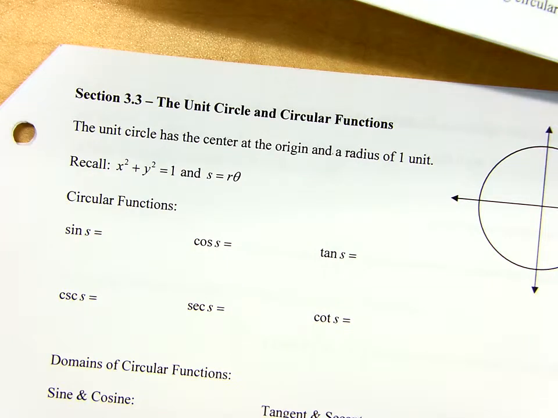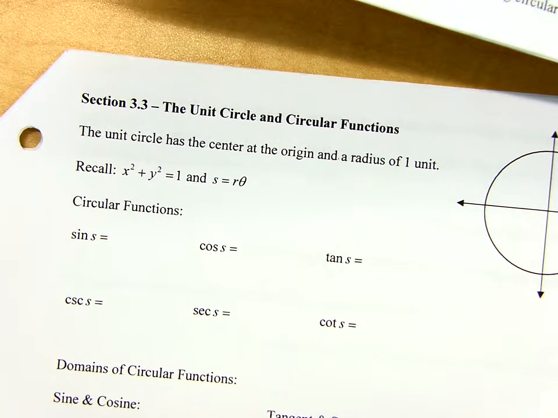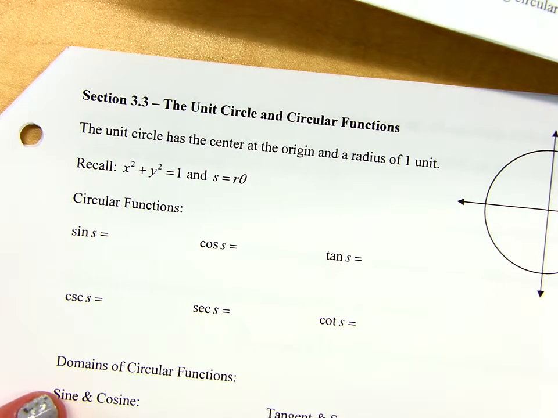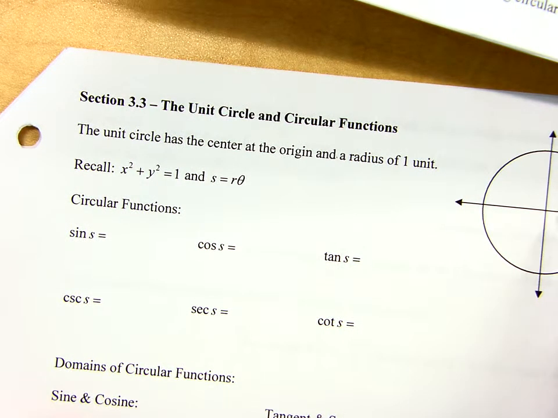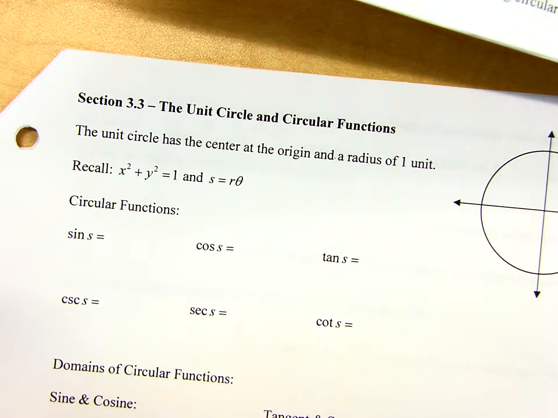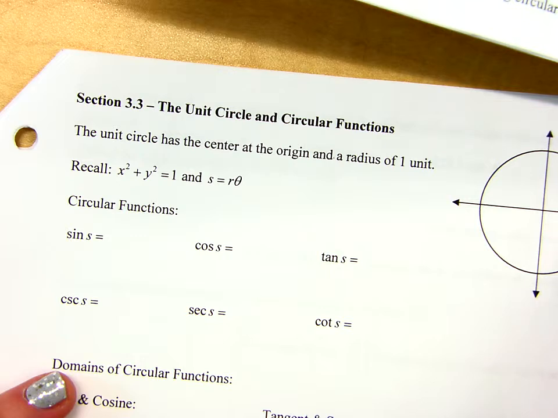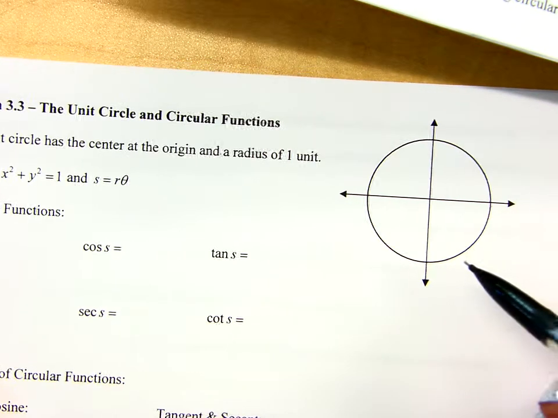Today we're looking at 3.3, the unit circle and circular functions. So remember what the unit circle is. It's just a circle that has a radius of 1. So we refer to that as the unit circle, okay? And it could be whatever unit you want. We're just saying 1 unit is my radius, okay? So therefore I have a unit circle.